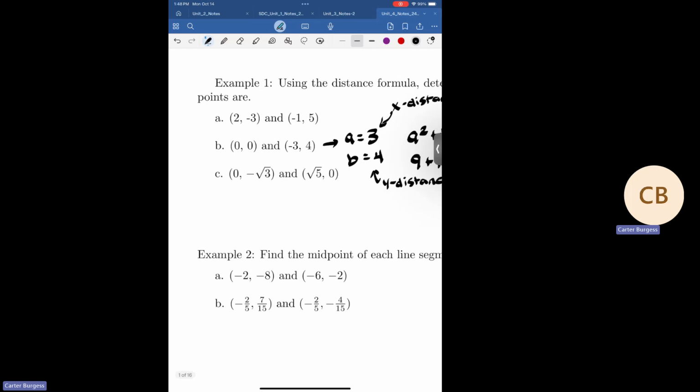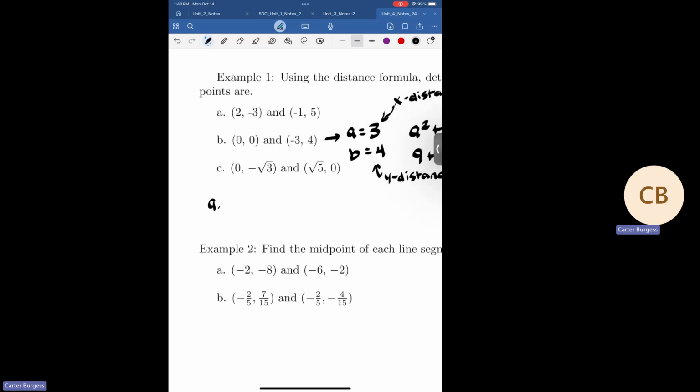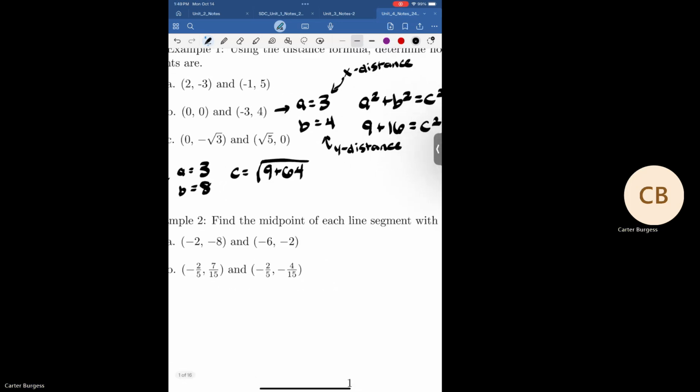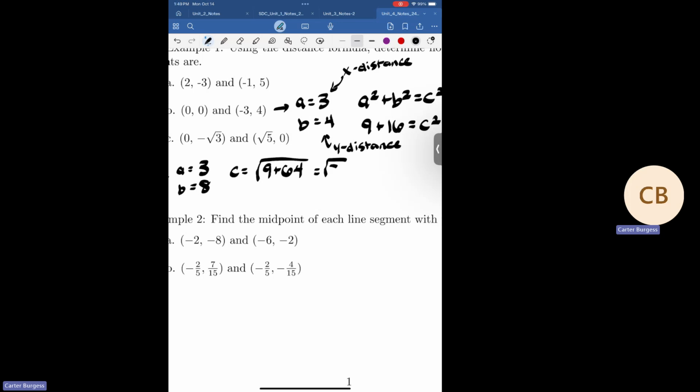Okay, let's take a look at what we've got here. For A, what is our x displacement? 3. What is our y displacement? 8. And so I get the square root of 9 plus 64. Make sure, very, very important, that you are squaring, adding, and then taking the square root. Very, very important order of operations here. And so we should get the square root of 73.